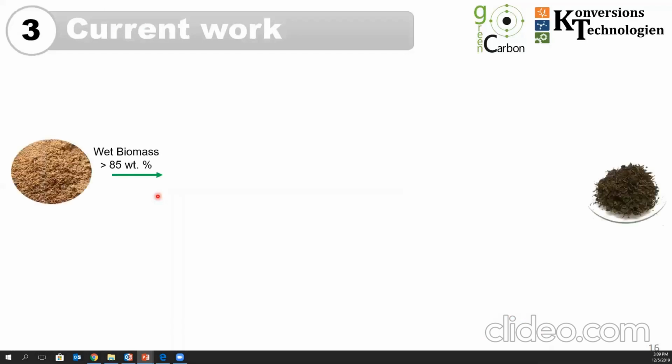And coming to my current work, this is the process overview for the carbon material production. So we are starting with a wet biomass, which contains from 90 to 85% of moisture.